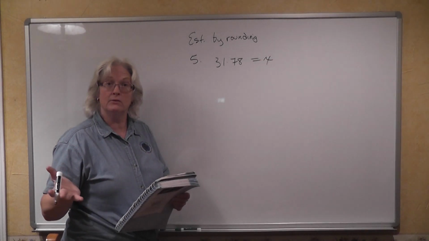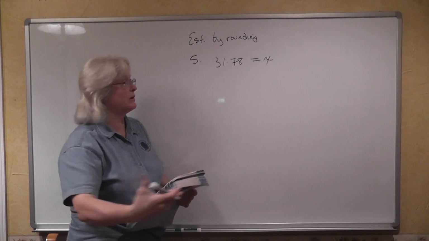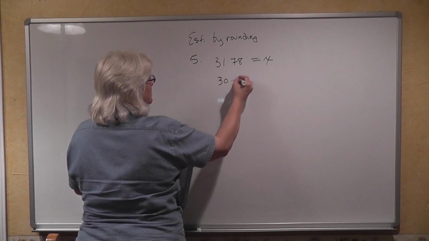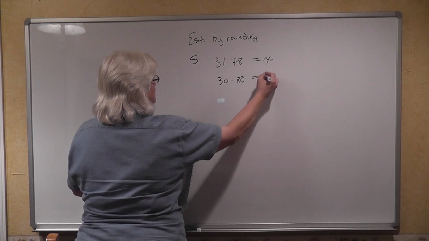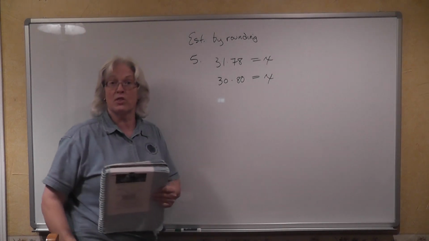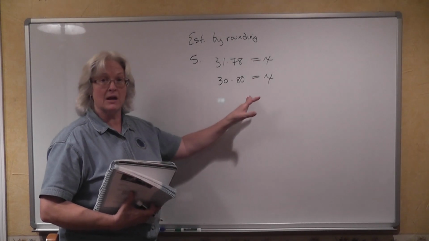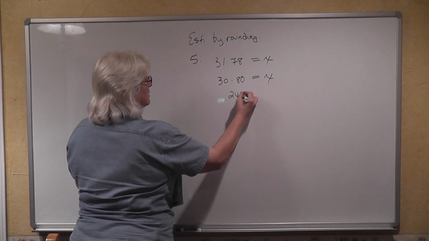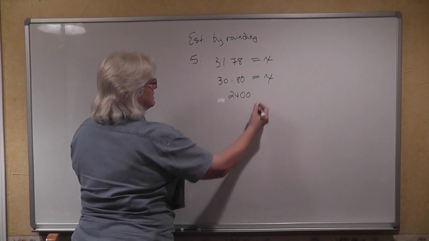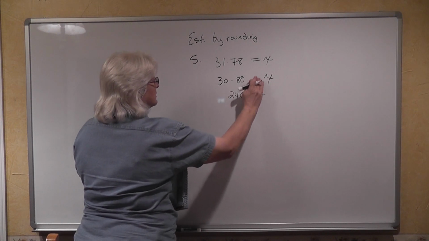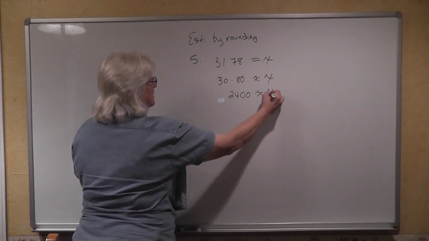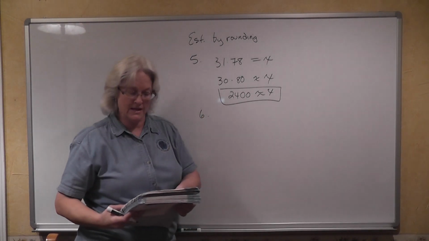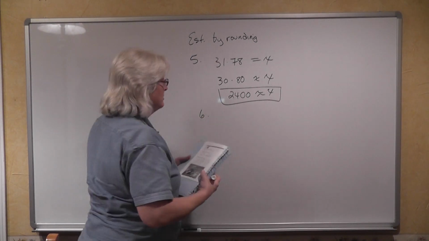What did we say we needed to do if we were going to estimate a product? We were going to round each of those factors to the largest place value. 31 rounds to 30, 78 rounds to 80. Now we have 3 times 8 is 24, and the extra 2 zeros. 30 times 80 is approximately the value of x. So that's what you would do with number 5. Problem number 6 was another multiplication.